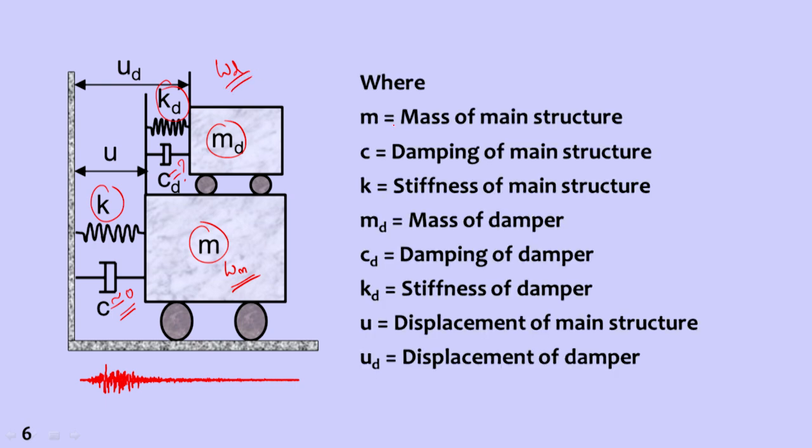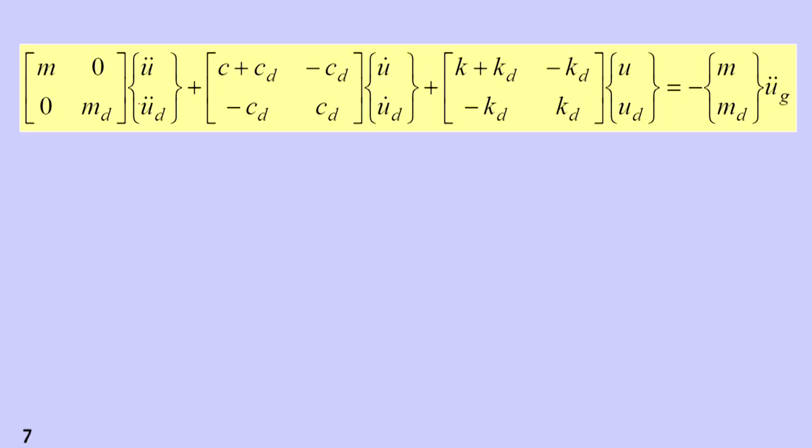M is the mass of the main structure, C the damping of the main structure, K the stiffness of the main structure, MD the mass of the damper, CD the damping of the damper, KD the stiffness of the damper, U the displacement, and UD the displacement of the damper. Now, if we formulate the 2 degree of freedom system, M is already an n degree of freedom system, and the additional damper system adds one more degree of freedom.